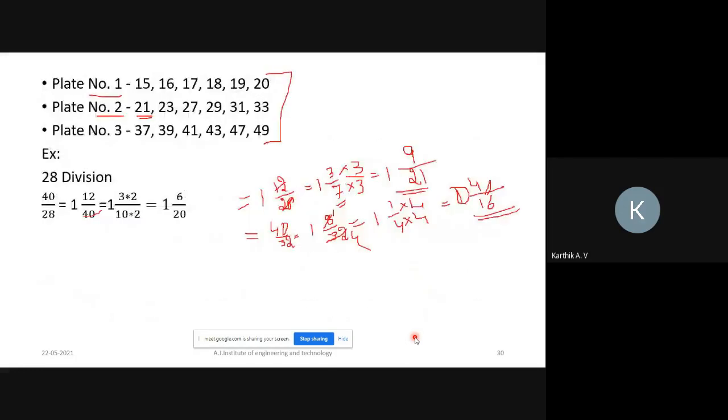Capital N is the number of divisions required. Suppose 28 divisions are required, so you divide like this: 40 divided by 28. 28 ones are 28, and the remaining is 12, since 40 minus 28 is 12. So 12 divided by 28. Simplify this and you will get 3 divided by 7.